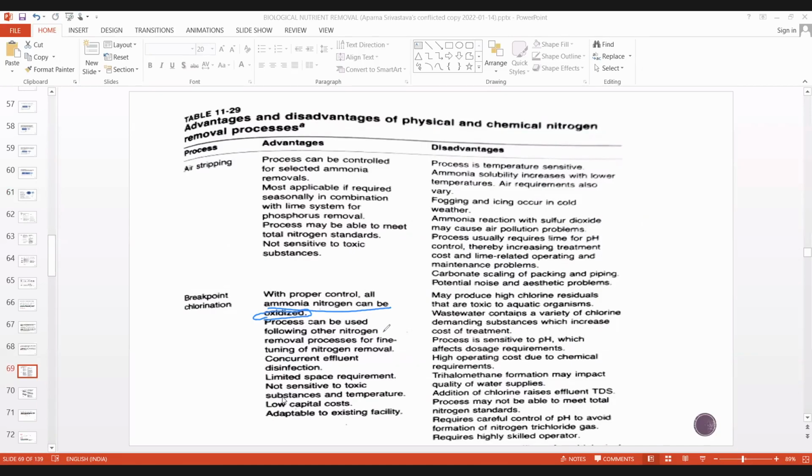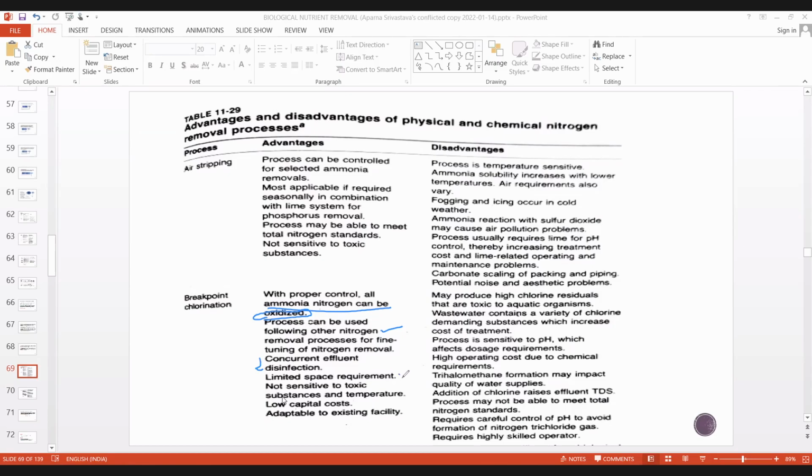The process can be used following other nitrogen removal processes. Sometimes we try to remove the nitrogen using a biological system, but the biological system is not able to remove 100%, and 2%, 3%, 5% remains. In that case, we do breakpoint chlorination. Even though there will be byproducts, their concentration is going to be less. So it is used for fine tuning of nitrogen removal. Concurrent effluent disinfection: at the same time it does disinfection along with nitrogen removal.